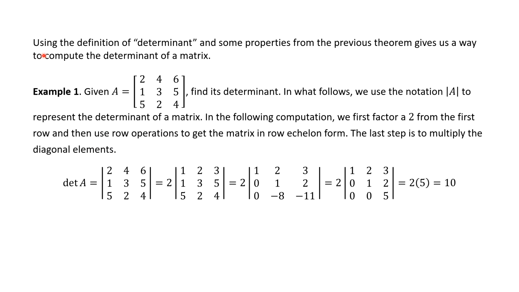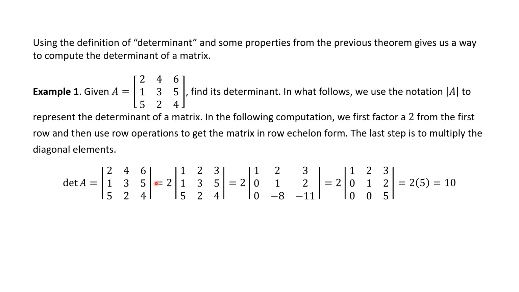Using the definition of determinant and some of the properties from the previous theorem gives us a way to compute the determinant of a matrix. And I have an example here, matrix A. We want to find its determinant. And I've put the steps down here, so let's go through it step by step. The first step is we can factor 2 out from the first row up here. That was one of the properties in the definition of a determinant.